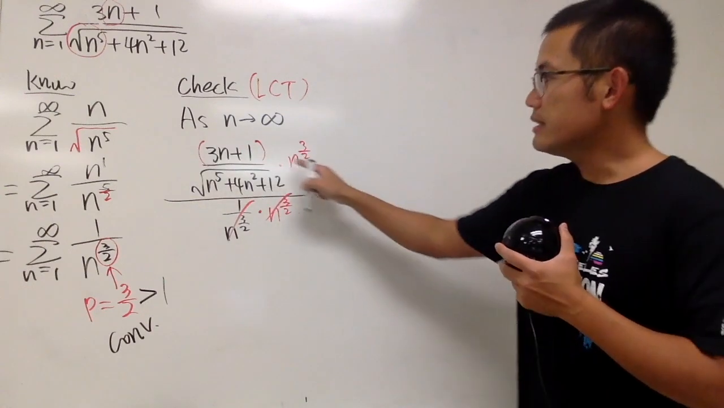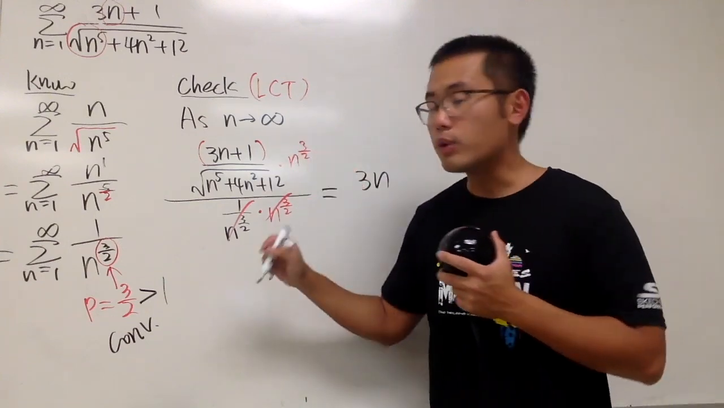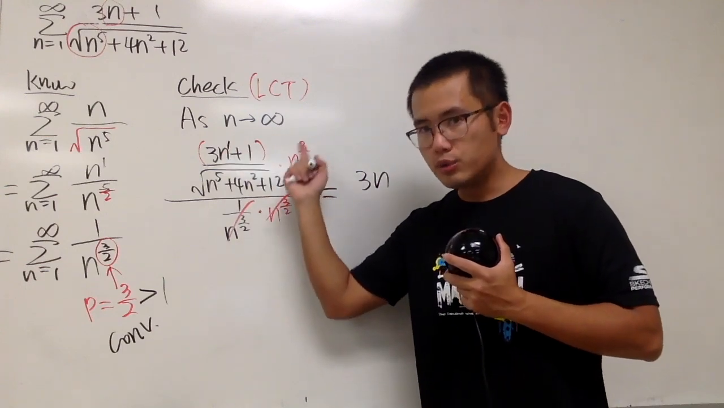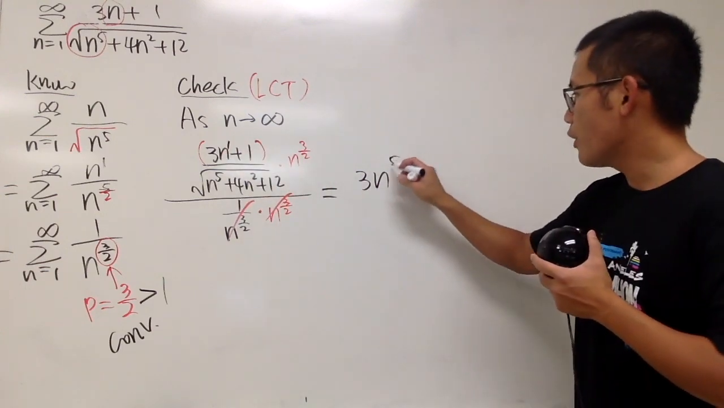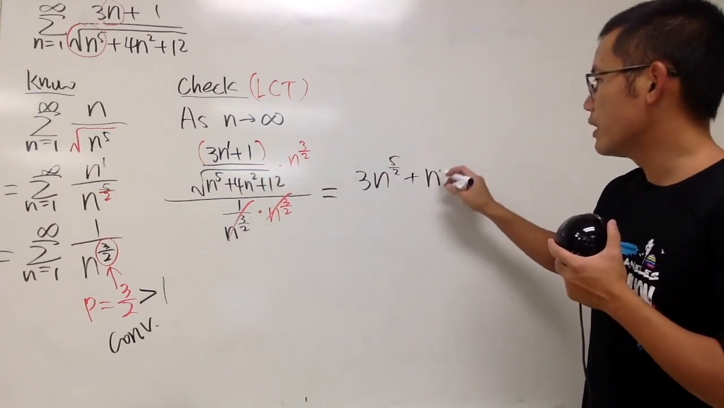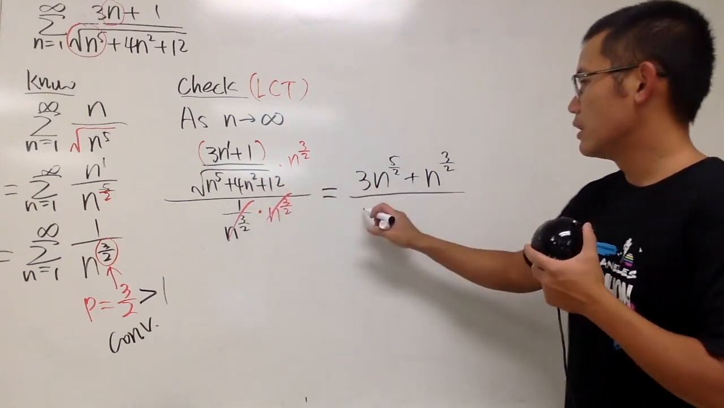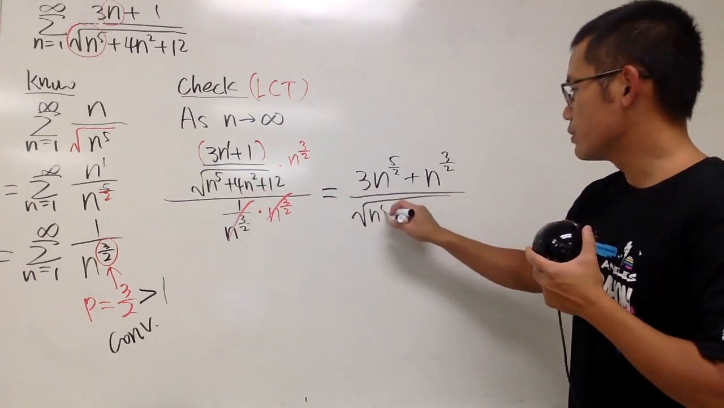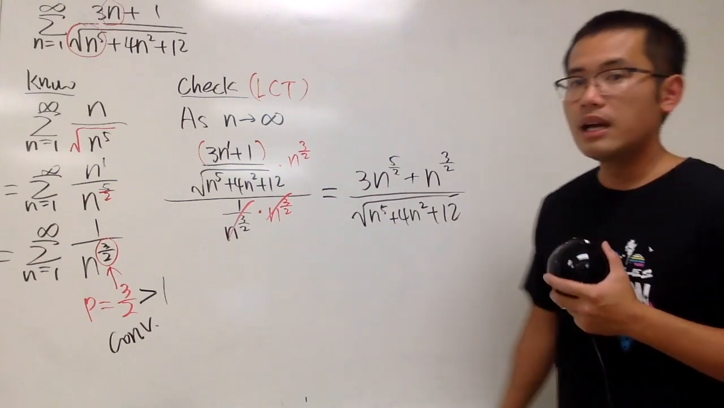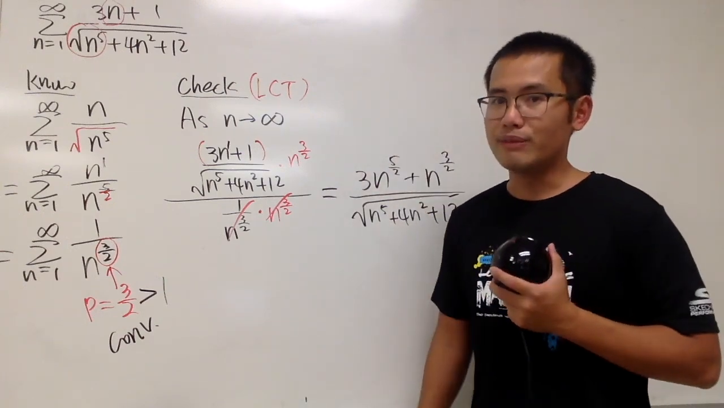Now we just multiply this and that. This times that, we get 3n, and of course we add the powers. This right here is first power, and this times that: 1 plus 3 over 2 is going to be 5 over 2. And then this times that is just n to the 3 over 2 power. Then divided by that, which is the square root of n to the 5 plus 4n squared plus 12. All right, let's go ahead and take the limit, and this is all we have to do.